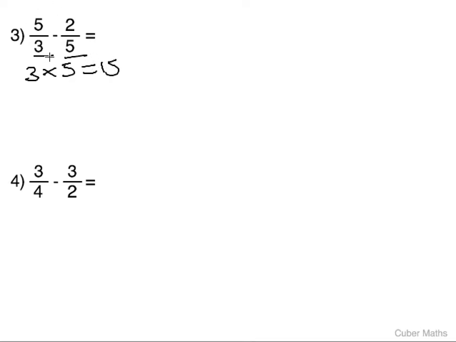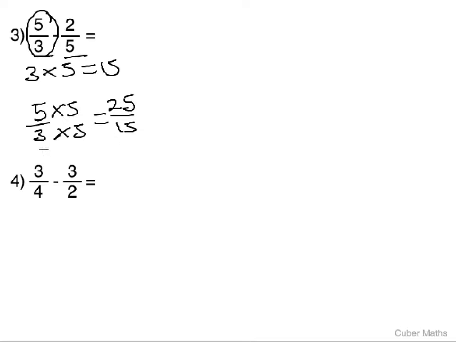But what we do to the bottom of a fraction, we must do to the top. So if we look at this first fraction here, we've got 5 over 3. Now we times the bottom of 3 by 5 to give us 15 here, the common denominator. But we must times the top by 5 as well. So we're going to do 5 times by 5, which gives us 25. So 5 over 3 times by 5 is equal to 25 over 15.